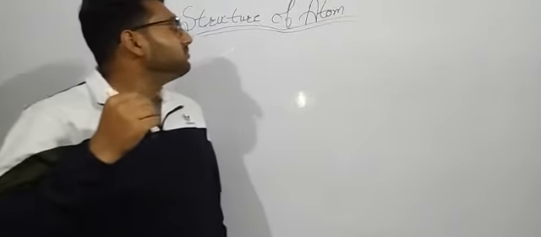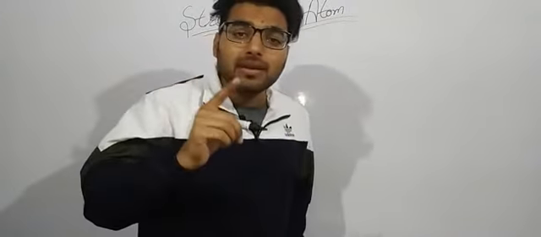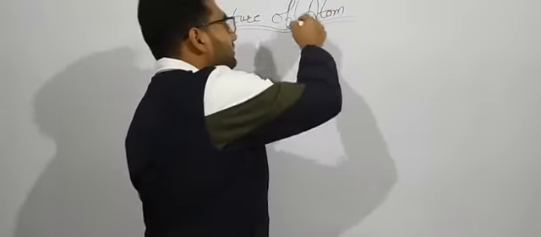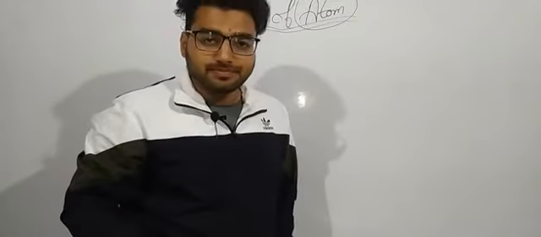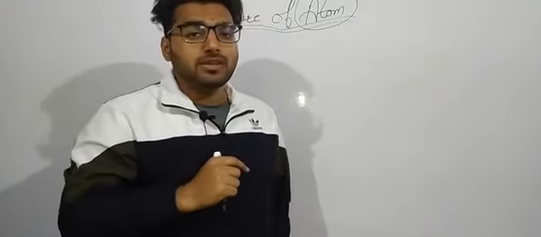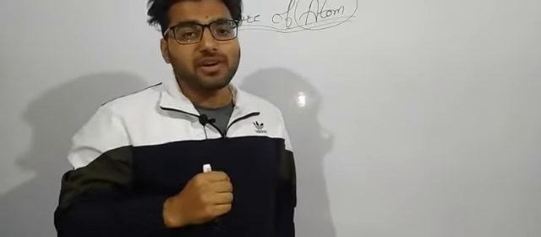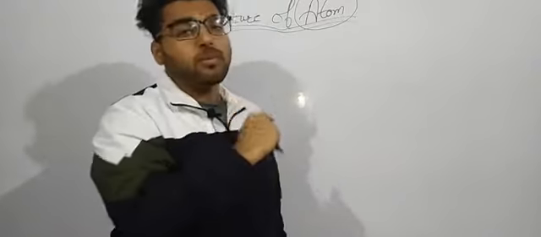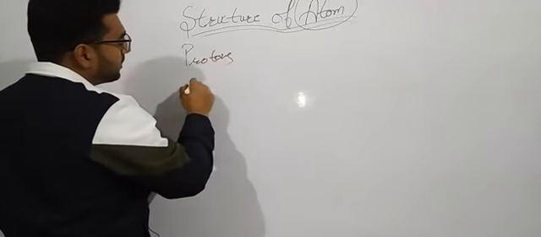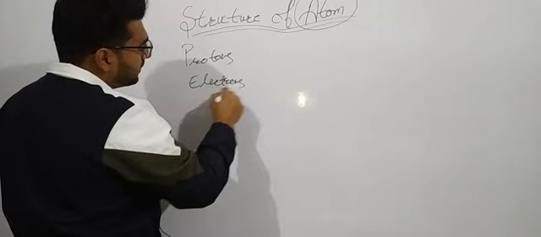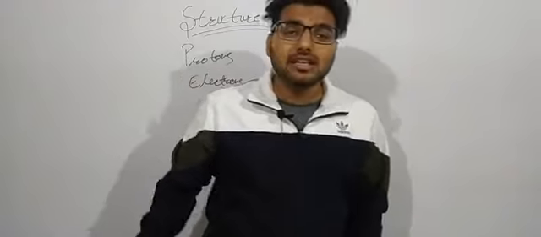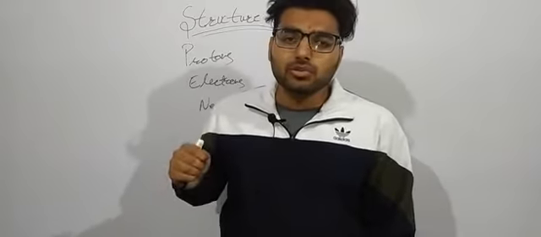So the atom, we can say all matter is made up of some indivisible particles and those indivisible particles are called atoms. But in this chapter you will learn that the atom is not indivisible. It is further subdivided into some particles. Yes, there are some subatomic particles inside the atom and those subatomic particles are called protons, electrons and neutrons. The protons are positively charged particles, electrons are negatively charged particles and neutrons are neutral.